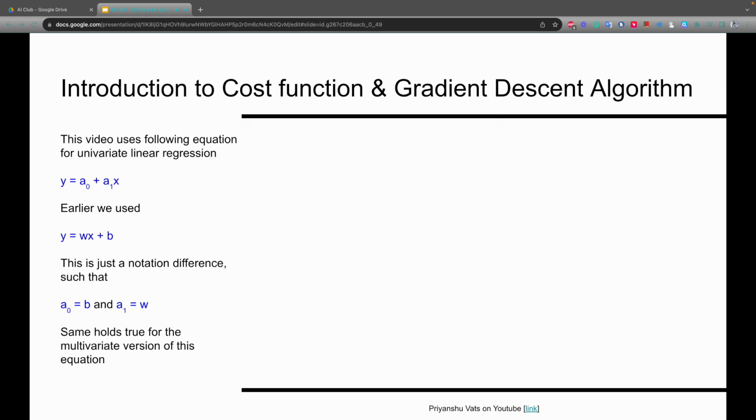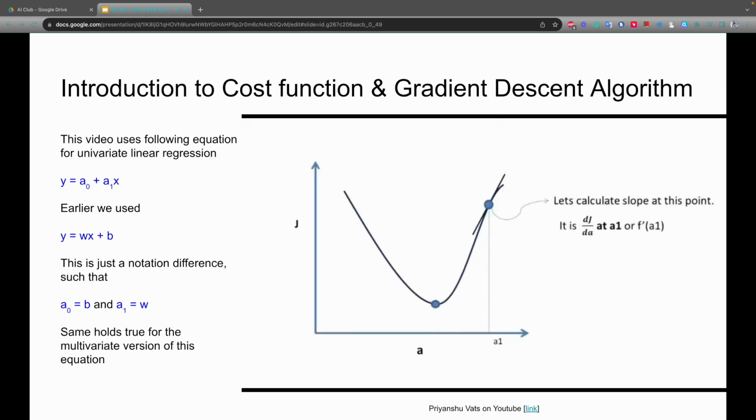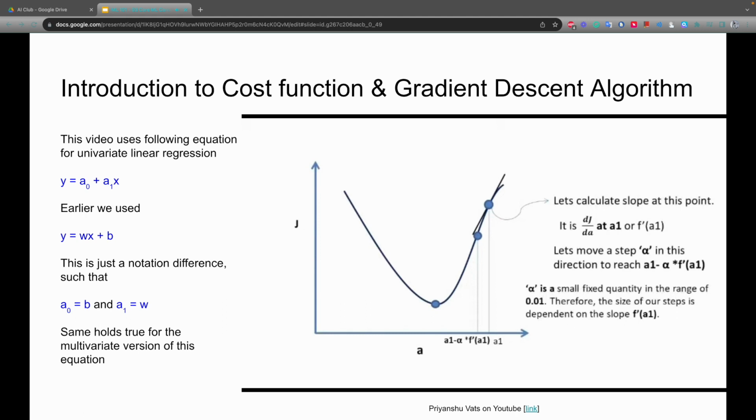Let's calculate the slope at this point, a1, f of a1. It is dJ by da at a1, or f dash a1. Don't worry if you don't understand dJ by da, you can interpret it as the slope at that point. Let's move a step alpha in that direction to reach a1 minus alpha times f dash a1. Alpha is a small fixed quantity in the range of 0.01. Therefore, the size of our steps is dependent on the slope f dash a1.